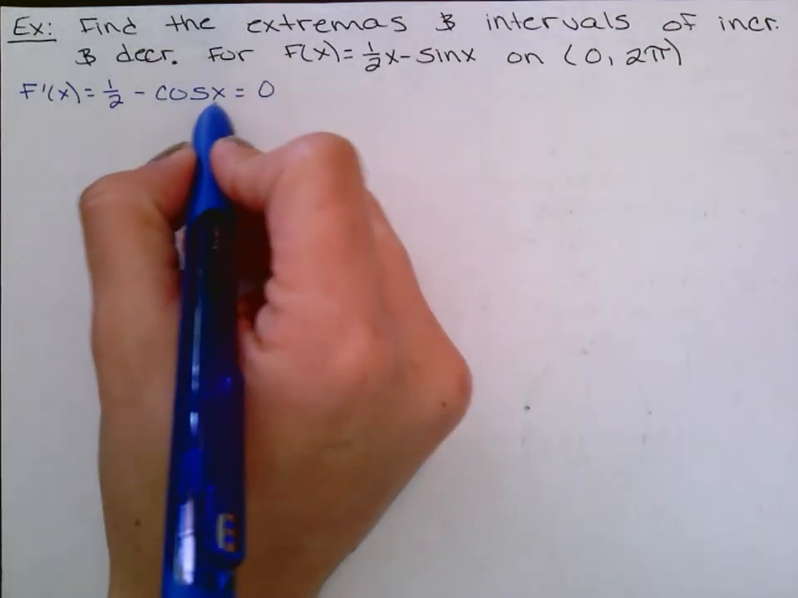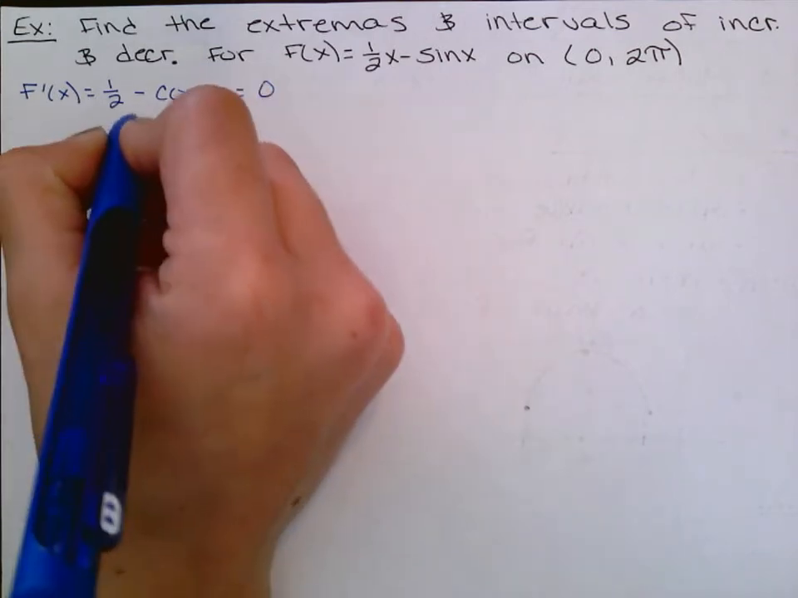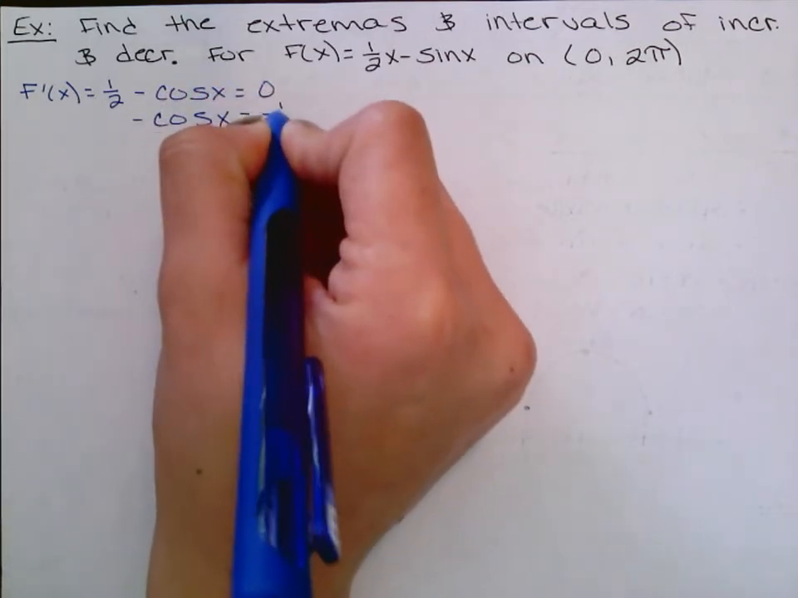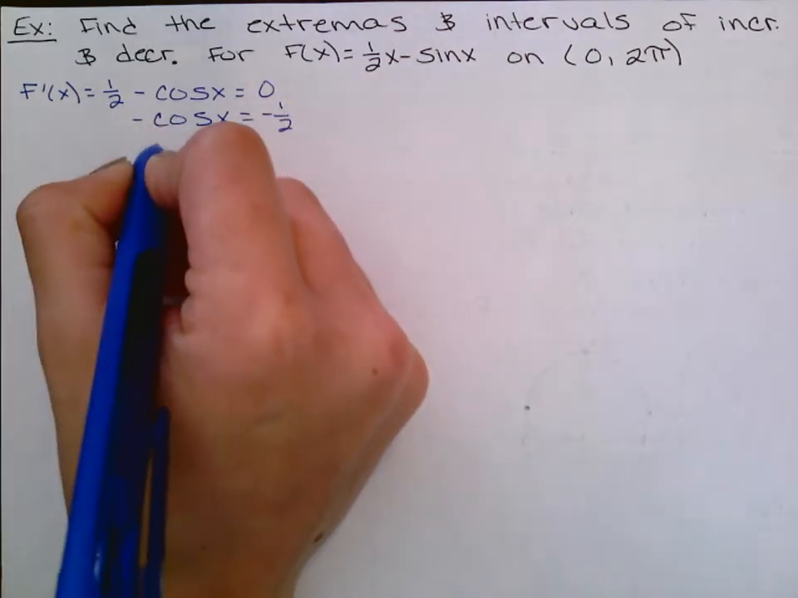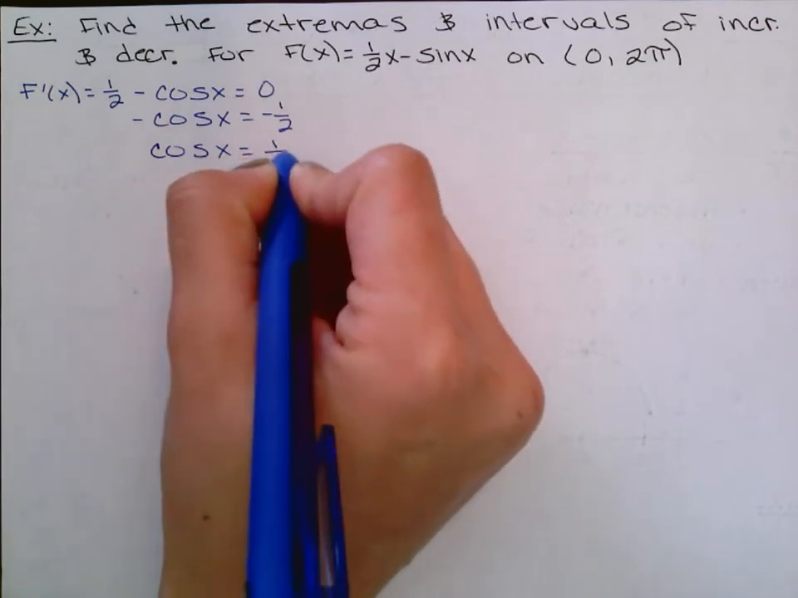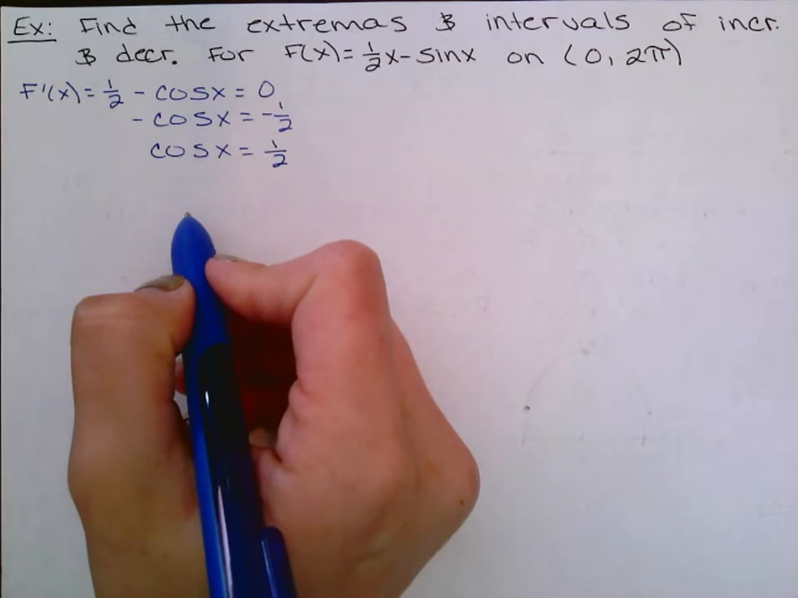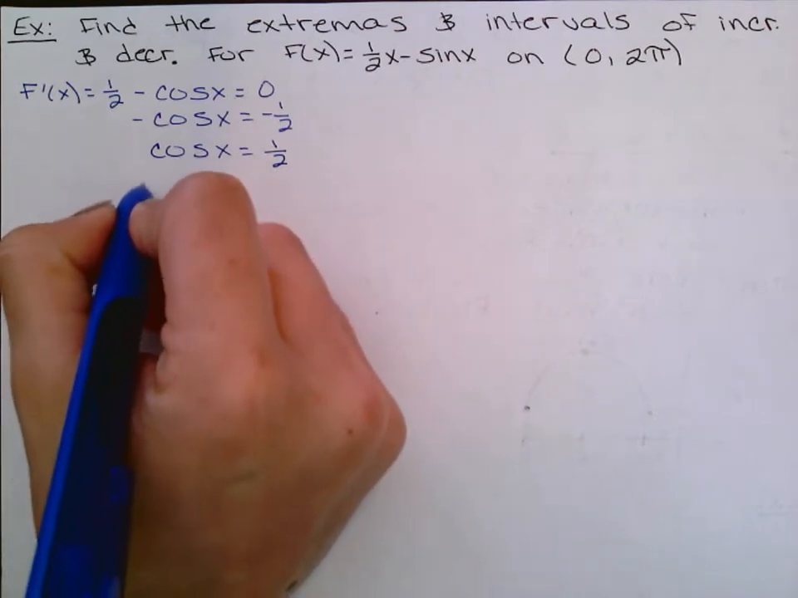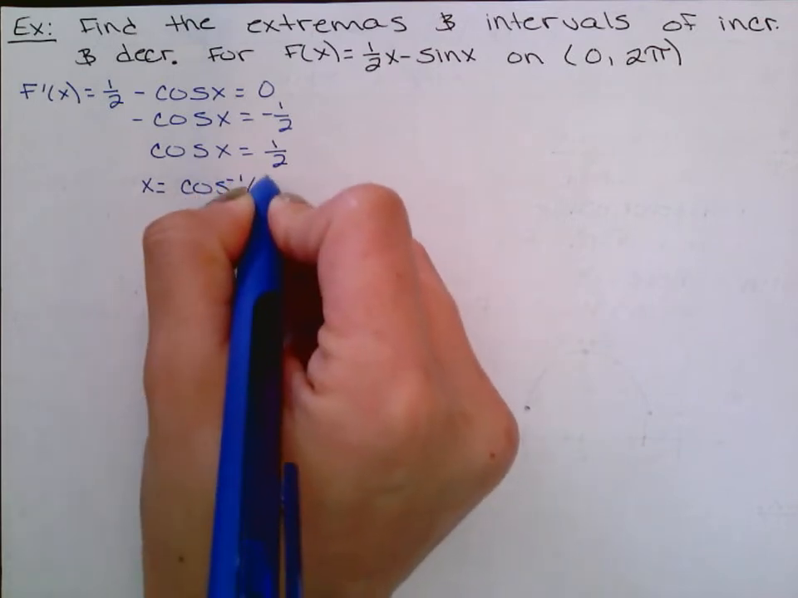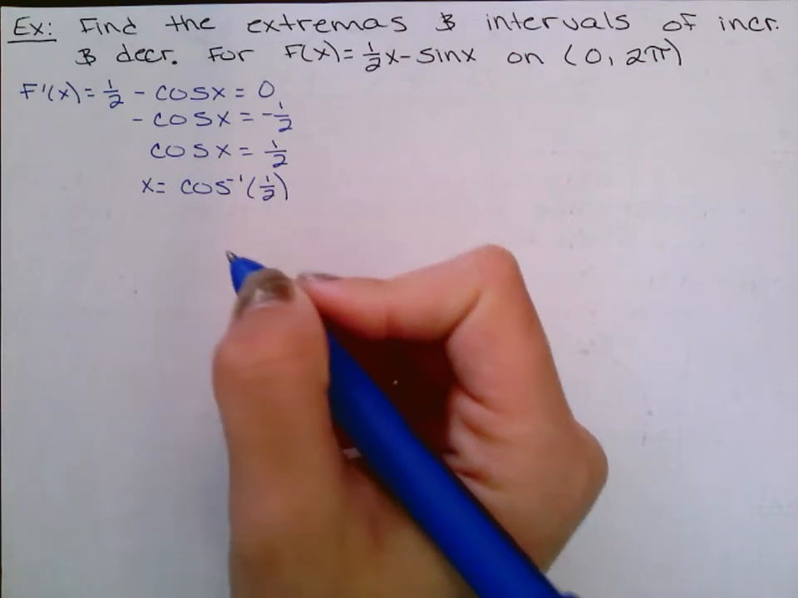So in order to isolate the x, I first have to isolate this trig function. So I'm going to move the 1/2 over. Divide by the half. Divide by the negative. And now, once I have the trig function by itself, I am doing an inverse trig function. So I'm asking myself, when does cosine equal 1/2?